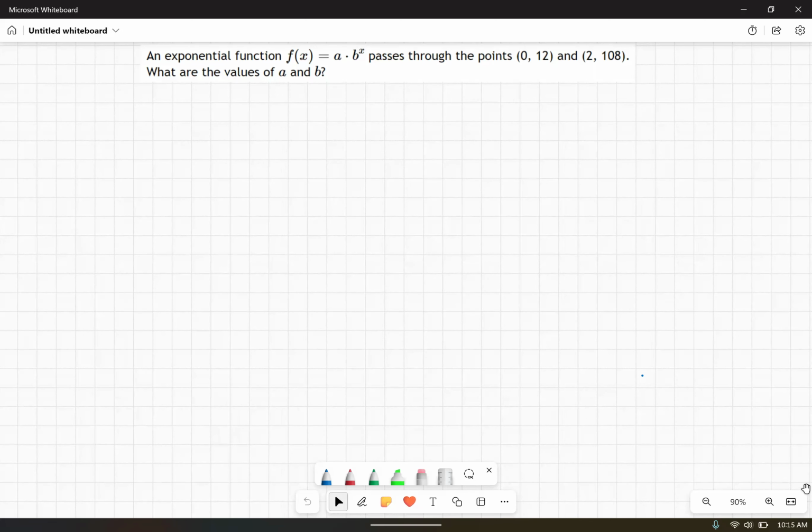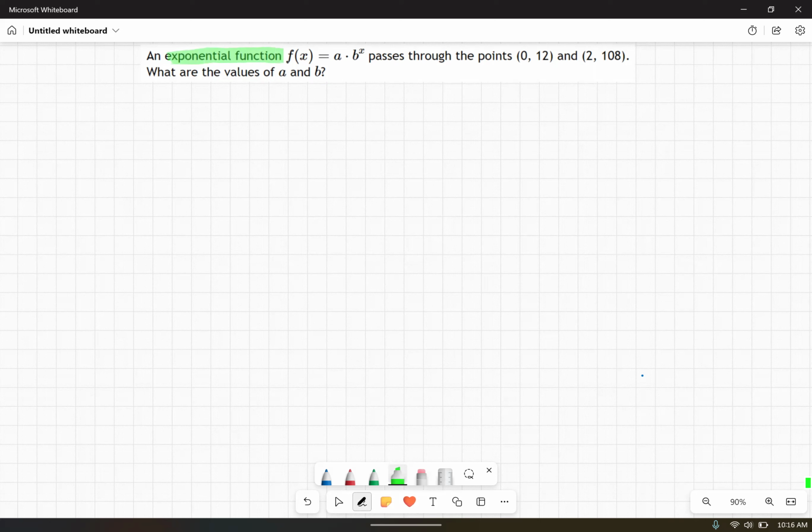An exponential function in the form f of x equals a times b to the x passes through these two given points. And what we need to do here is find the values of a and b. Now, the first thing we should point out is that we're talking here about an exponential function, right?